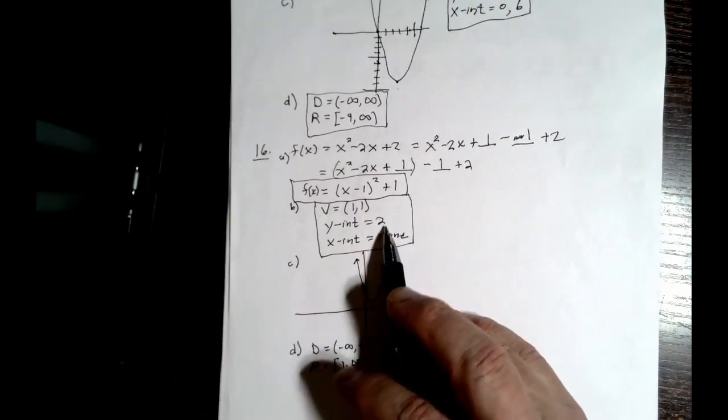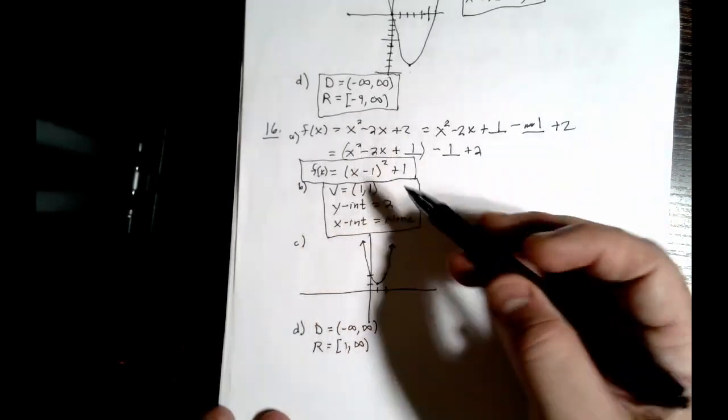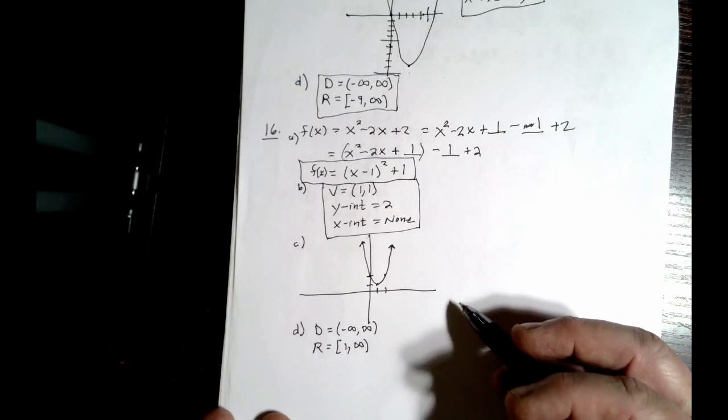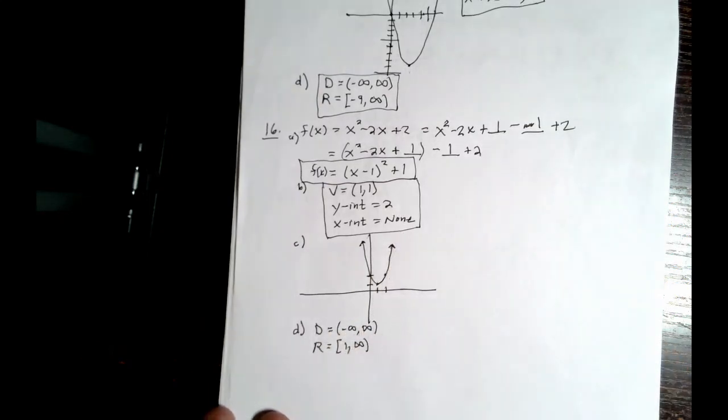Y-intercept is where x equals 0, y equals 2. X-intercept is where y equals 0, and if you look at this guy, it doesn't have one because it never crosses the x-axis.